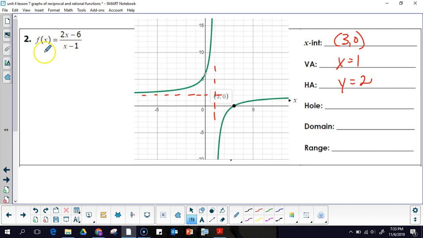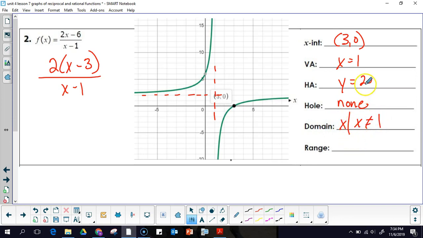We can factor this into 2 times x minus 3 over x minus 1. There's no factors in common. In other words, there's nothing I could cancel out. Anything I could cancel out means there's a hole there. But there are no holes on this one. Domain: x such that x does not equal 1. And then range: y such that y does not equal 2.